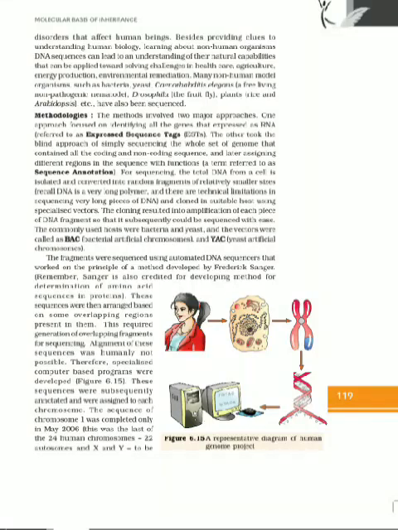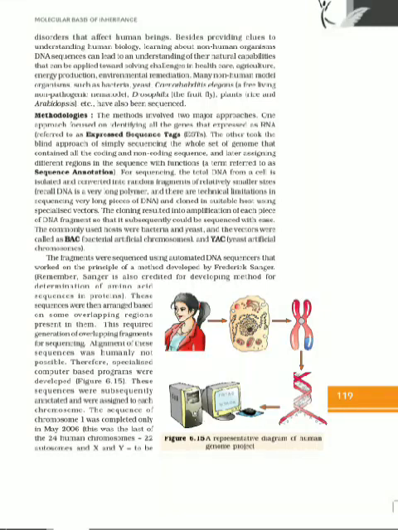Methodologies. The methods involve two major approaches. One approach focused on identifying all the genes that are expressed as RNA, referred to as expressed sequence tags (ESTs). The other took the blind approach of simply sequencing the whole set of genome that contained all the coding and non-coding sequence and later assigning different regions in the sequence with functions, a term referred to as sequence annotation.